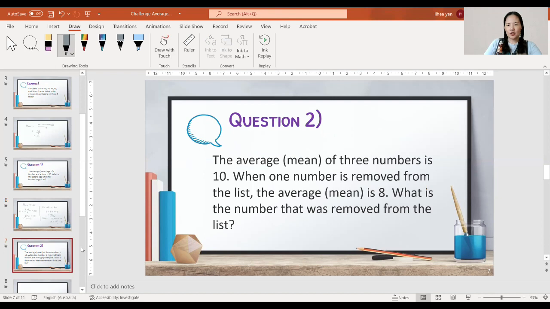Let's have a look at question 2. The average, the mean of 3 numbers is 10. So we don't know what the numbers are, but we know that their average is 10. When one number is removed from the list, so now we only got 2 numbers instead of 3, the average, the mean is 8. That makes sense because it reduced, so average will be less. What is the number that was removed from the list?